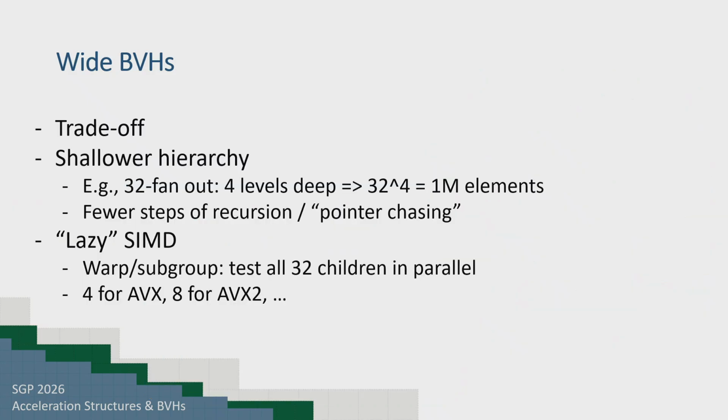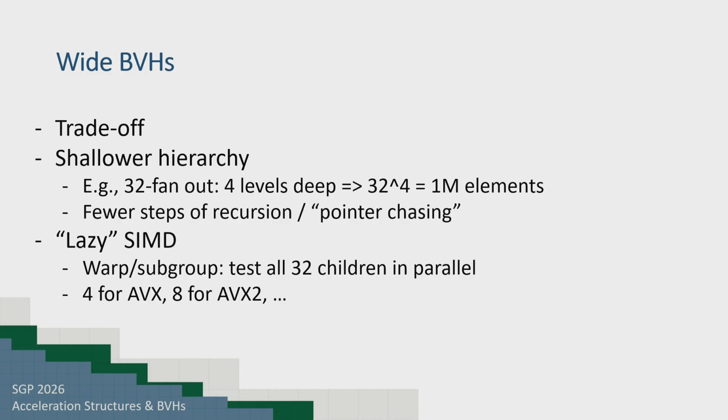Doing things with a wider BVH, a larger fan-out, it's a trade-off, but it has some nice advantages. So one of the core advantages that I've seen is that it makes your hierarchy a lot shallower. One example that I have here is with the 32 fan-out, so each node has 32 children. If you just go 4 levels, you will have a tree that covers up to 1 million elements. That means whenever you go searching for something, you can do fewer levels of recursion in your tree, although you maybe have to then do more tests at each level.